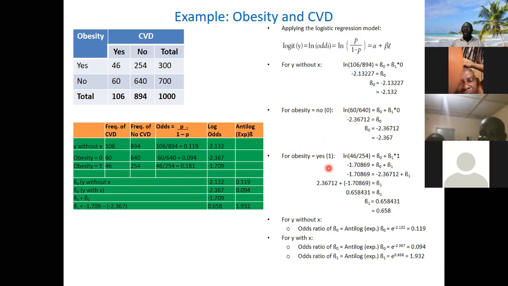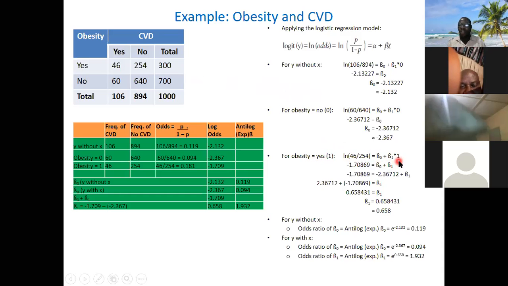But here now, they have obesity. Out of the 300 that have obesity, 46 have the cardiovascular disease, the outcome. You would say the probability is 46 over 300. But we are considering the odds, which is 46 over 300 divided by 254 over 300. If you follow what we did the other time, it ends up as 46 over 254. And on this side of the equation, X has a value because obesity here is 1, so you now put it there.